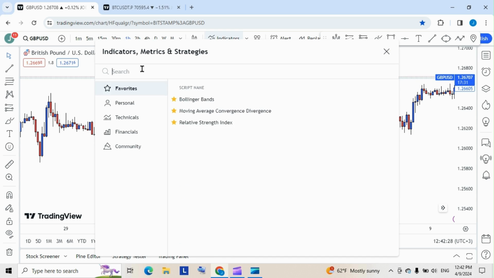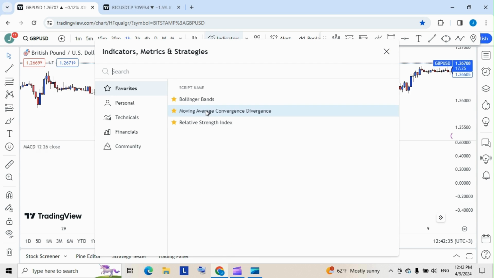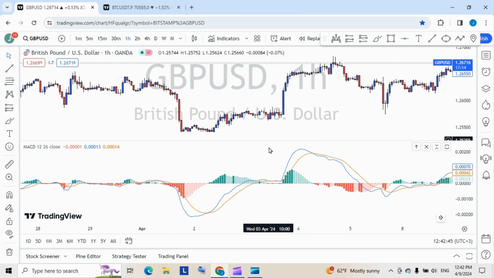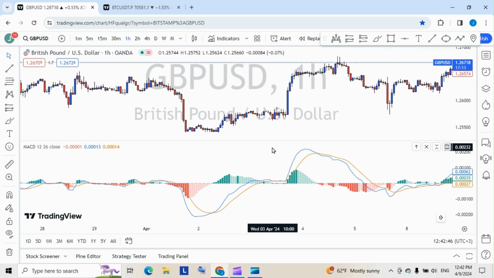After this, you just select MACD. Tap on this, then the MACD indicator is going to appear on the screen. Then you move back. Now we are seeing the MACD indicator. This is the previous price data.